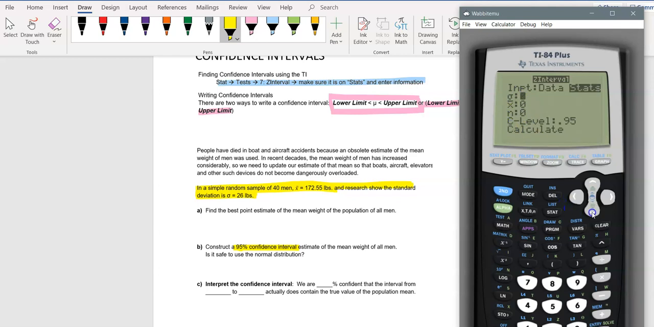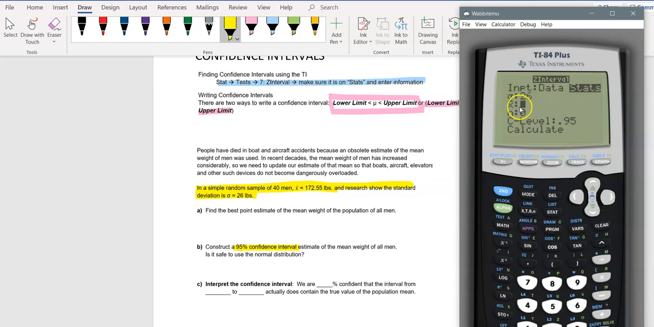So we're going to go ahead and arrow down. The first question it's asking us for is the standard deviation. That's the symbol for standard deviation. So our standard deviation is 26 according to our highlighted yellow information. So go ahead and hit 26 and hit enter.